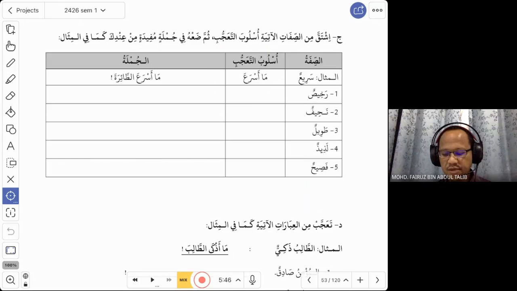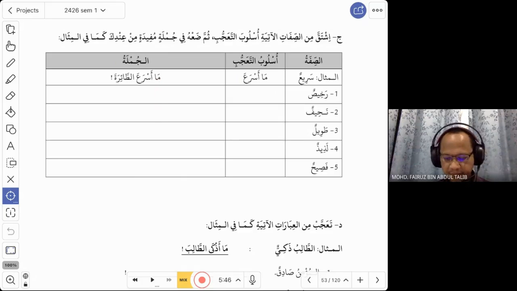All right. In order to form the أسلوب التعجب, we need to identify the root word, the three letters of the verb, and then change it to the أسلوب التعجب, and in the end put it in the جملة مفيدة. Using it in the جملة مفيدة is very simple. You just say ما أفعل and then the object, ما أفعل البيت, for example.